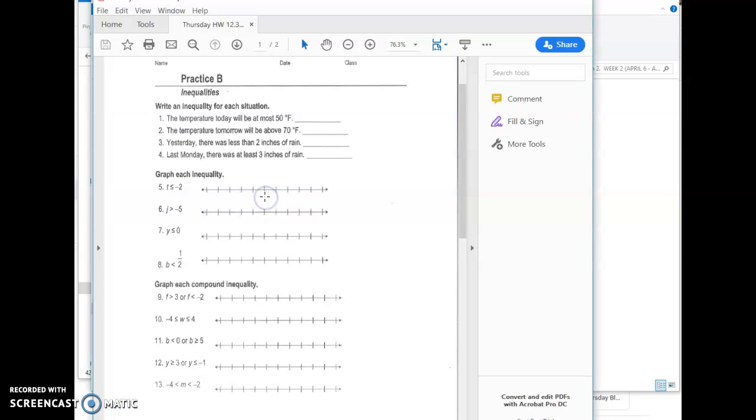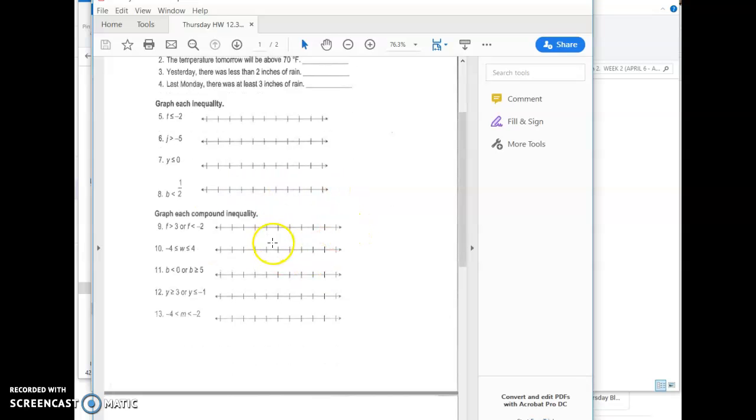So what I'd like you to do is on each of these, please put 0 right here. So 0, 1, 2, 3, 4, 5 on each of these. And same thing down here, putting 0 in the middle, -1, -2, -3, -4, -5.